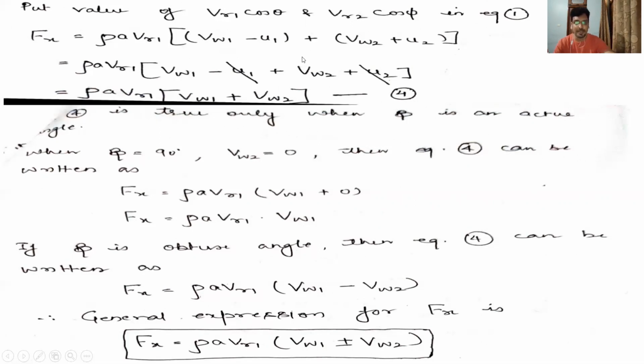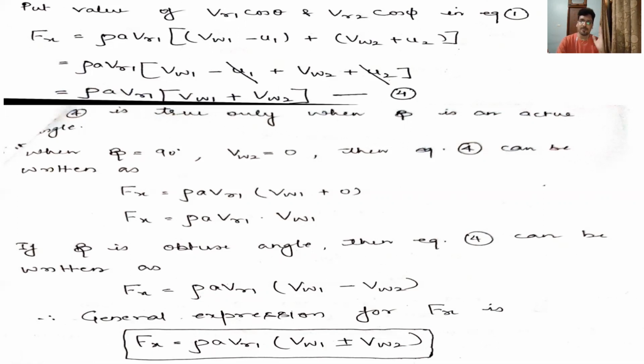So we can write a general equation for all these three equations. The general equation will be Fx equals rho a Vr1 in brackets (VW1 plus or minus VW2). So we can use the plus sign or the minus sign with respect to the angle beta.